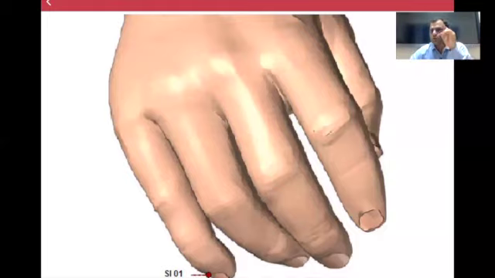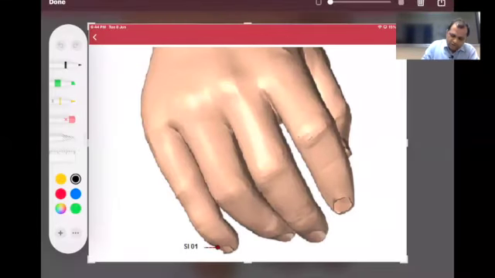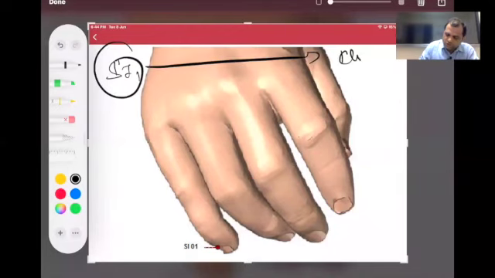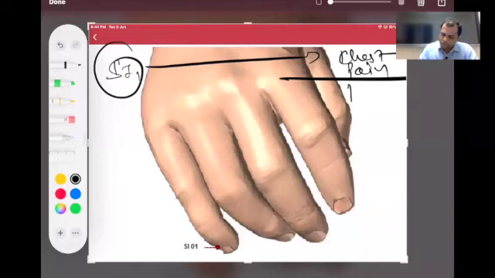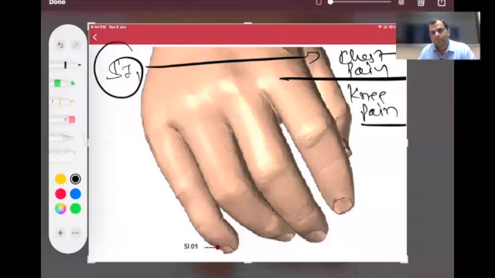And you will see very good results in 2 things. Number 1, if you press the SI1, the chest pain or heart pain will go away. And number 2, it is very good for knee pain of the opposite side.